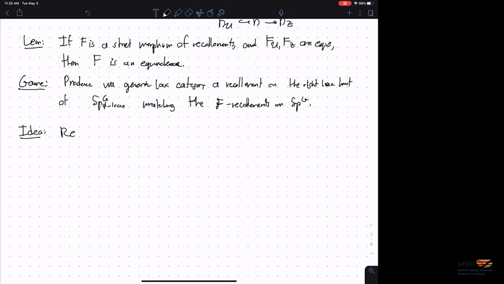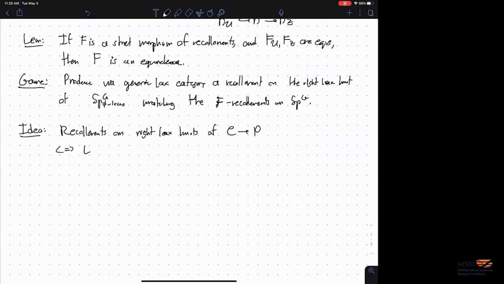So the idea is that recolements on right lax limits of locally co-Cartesian fibrations C over some poset P, where it could be an infinity category actually, correspond to an existence theorem for the right lax Kan extension of this, let's say P, along a functor P to Δ¹, giving me a sieve co-sieve decomposition of P.